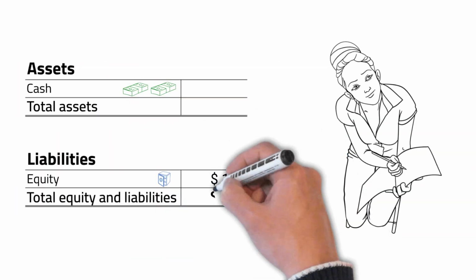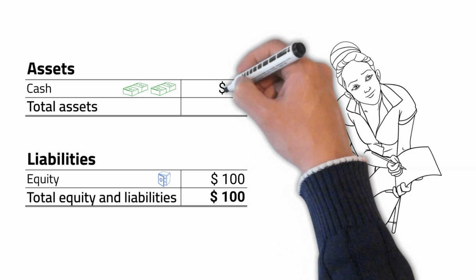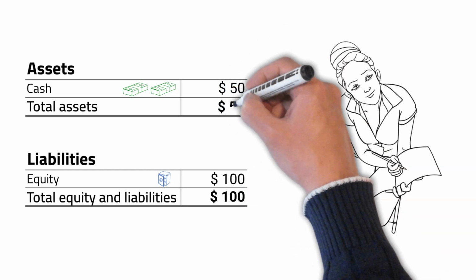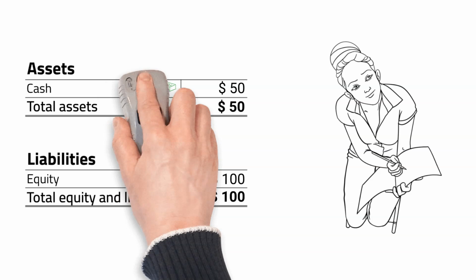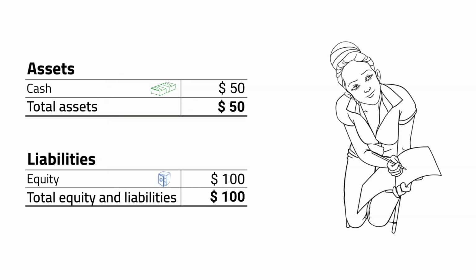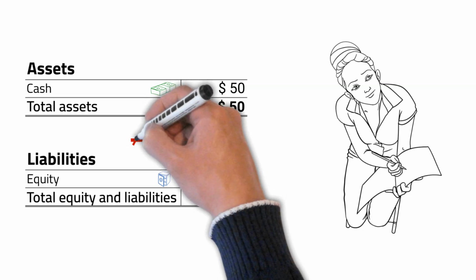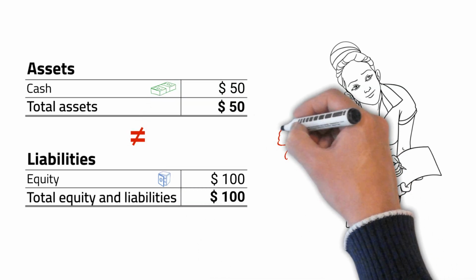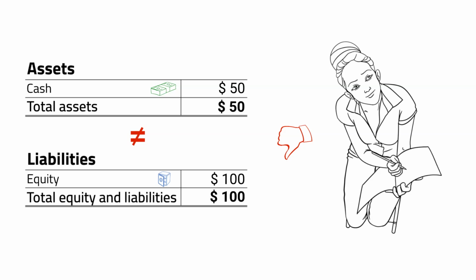Now, what happened to your balance sheet? Your cash decreases to $50 because you spent $50. But now we have a small problem. Notice anything? Correct, $50 in cash doesn't equal 100 in equity. Balance sheet stopped balancing. What do we do now?